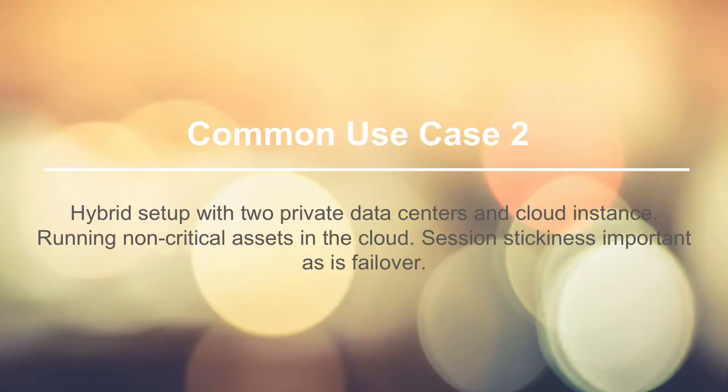Common asks, session stickiness. If you're going to on-premise, stick with on-premise. If you're going to AWS, stick with AWS. Failover. Now let's say your on-premise infrastructure goes down, you should be able to reroute your traffic to an alternate data center, right? And vice versa. And in case everything goes down, let's show them a maintenance page, okay?